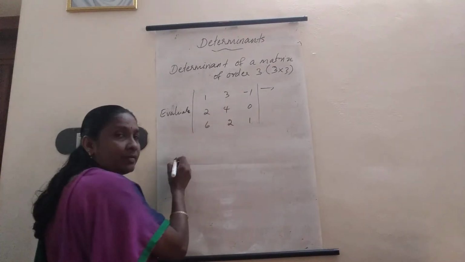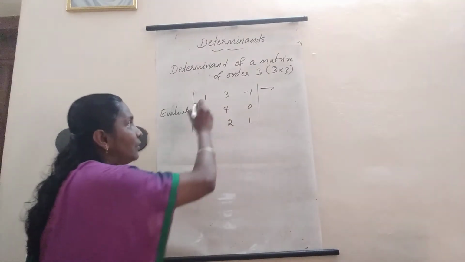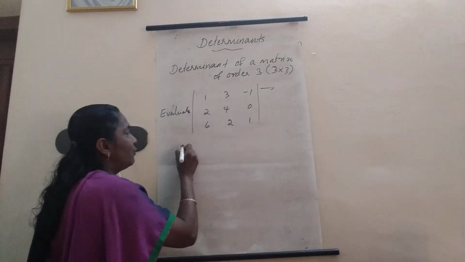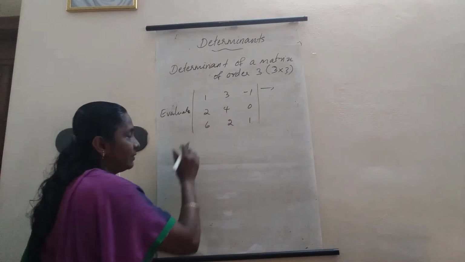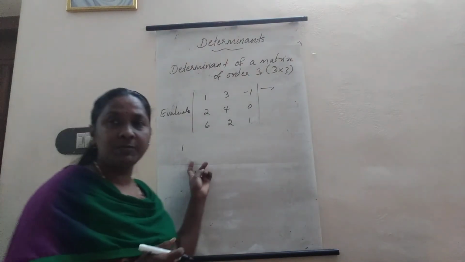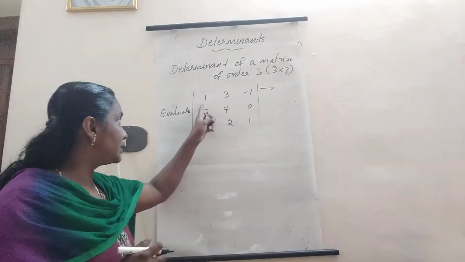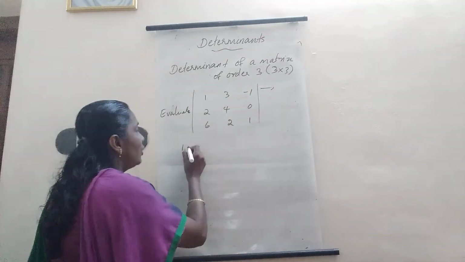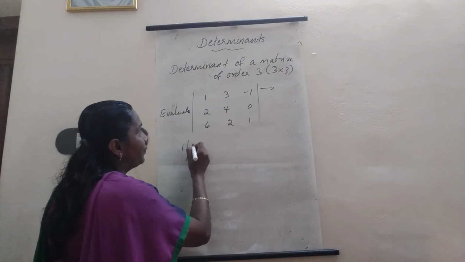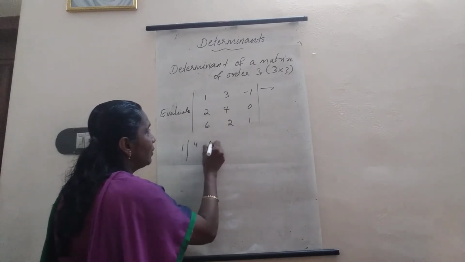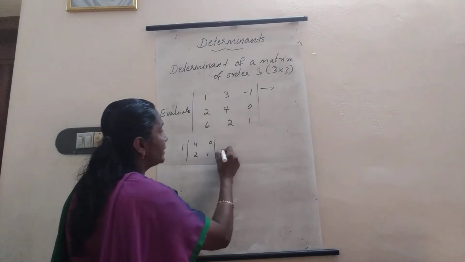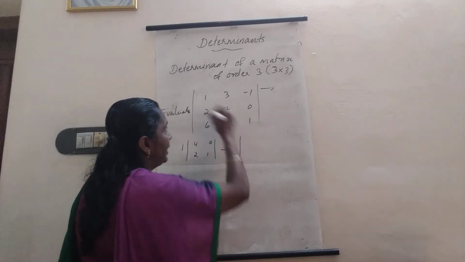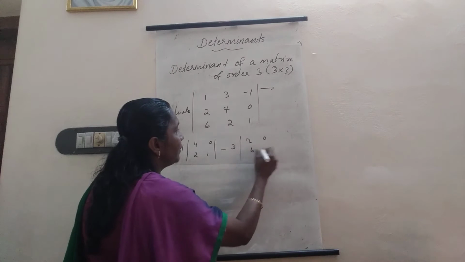So how can we expand, along row wise or column wise, which is better? Row wise. So 1 into minus 1 raised. When we are doing problems, no need to write minus 1 raised, because the first is positive, second is negative, third is positive, like that. So 1 into, first I am writing 4, 0, 2, 1. No need to always write it like this, 3 we can do directly, deleting this row and column: 2, 0, 6, 1.